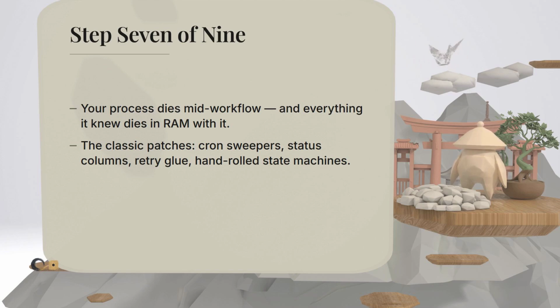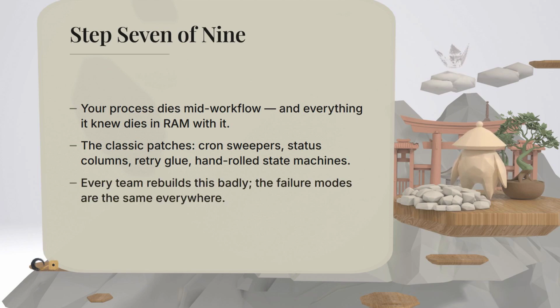Now the real engineering begins, and it is all mud. A status column in the database, updated after every step if you remembered. A cron job sweeping for rows stuck in processing. Retry logic that must not recharge the card it already charged. Congratulations, you are hand building a distributed state machine, and so is every other team in your company, each with different bugs. This session is about the architecture that deletes that entire category of work.